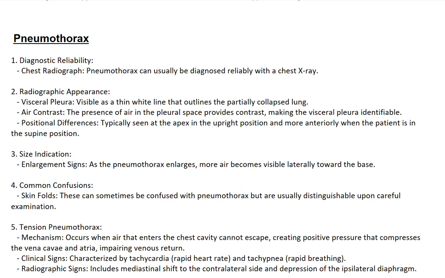Air contrast. The presence of air in the pleural space provides contrast, making the visceral pleura identifiable. Positional differences. Typically seen at the apex in the upright position and more anteriorly when the patient is in the supine position. 3. Size indication. Enlargement signs. As the pneumothorax enlarges, more air becomes visible laterally toward the base.